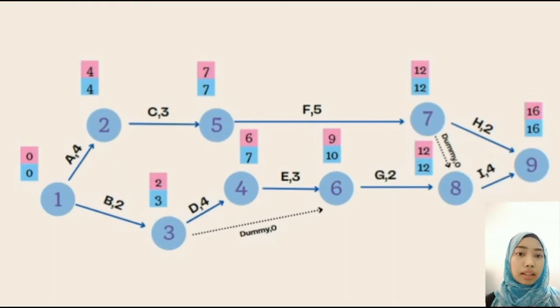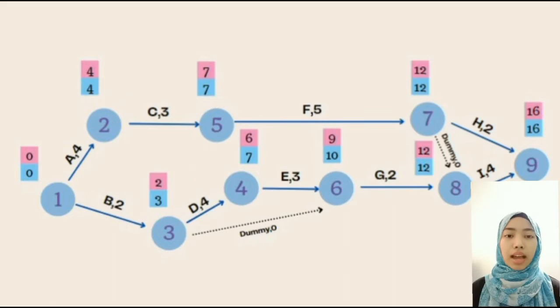To calculate EET, we should start from the first event, which is event number 1, then the EET will be equal to 0. After that, continue to calculate the EET for each event, and all events should be calculated. As an example, question 2B has events from 1 until 9, so the EET will be calculated until event 9. For event 1, EET is equal to 0, then EET for event 2 equals 0 plus the process A, which is 4. So EET for event 2 is 4. Then EET for event 3 equals 0 plus the process B, which is 2.